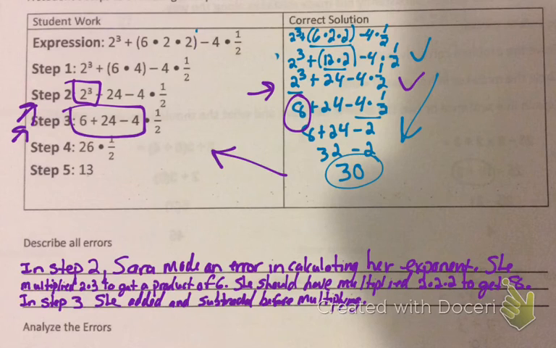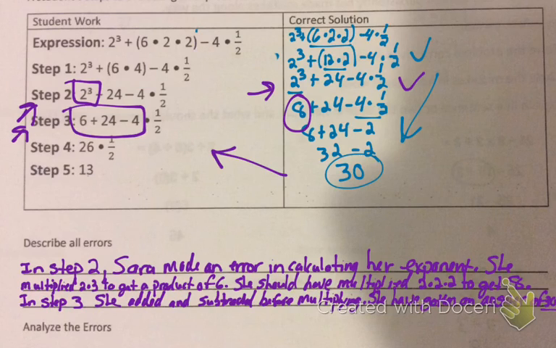Okay, and this time I want to use the time to tell them what answer she should have gotten. She should have gotten an answer of 30. Boom. Okay, and I know you can't see that in the end, but that's what it says. So if you look down here, it says in step 2, Sarah made an error in calculating her exponent. She multiplied 2 times 3 to get a product of 6. She should have multiplied 2 times 2 times 2 to get 8. In step 3, she added and subtracted before multiplying. She should have gotten an answer of 30.